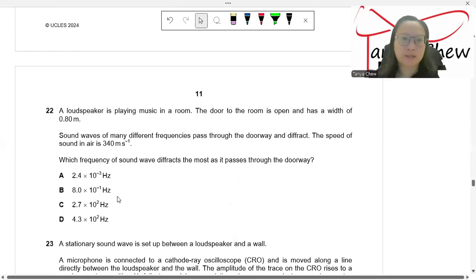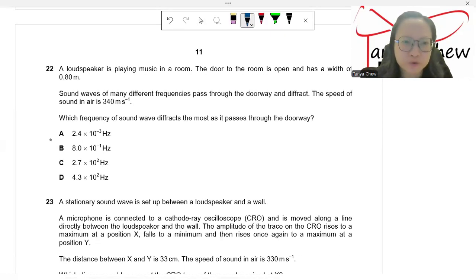Number 22, a loudspeaker is playing music in a room. The door to the room is open and has a width of 0.8 meter. Sound waves of many different frequencies pass through the doorway and diffract. Speed of sound is 340 meters per second. Which frequency of sound wave diffracts the most as it passes through the doorway?